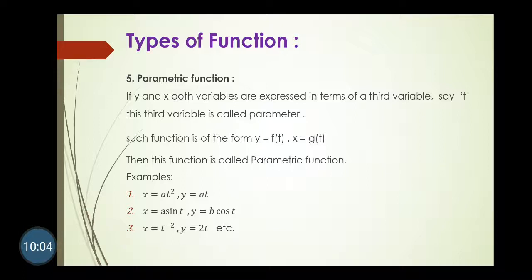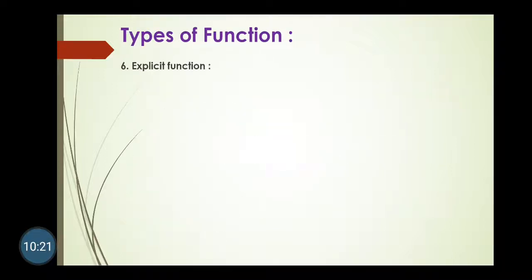Such functions are called what? Parametric functions. I have written some examples here. x is equal to a t square and y is equal to a t. x is equal to a sin t, y is equal to b cos t. Both are in the form of t. Therefore, this type is called what? Parametric function. Next one is explicit function.